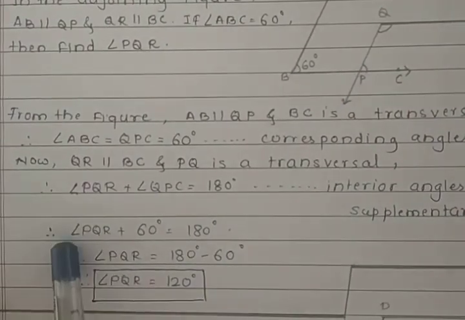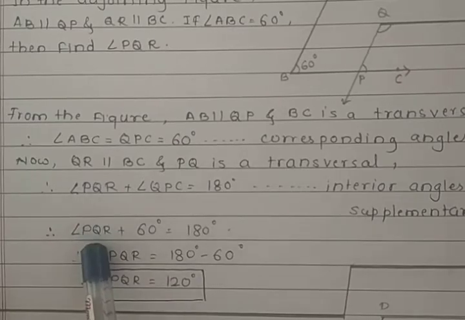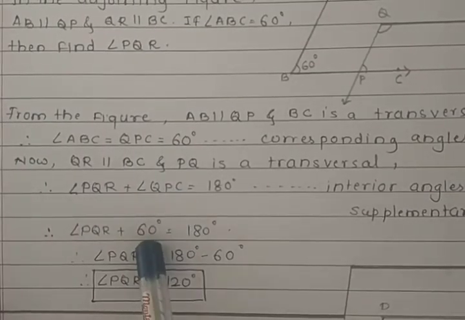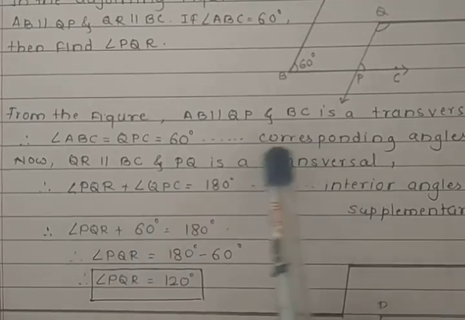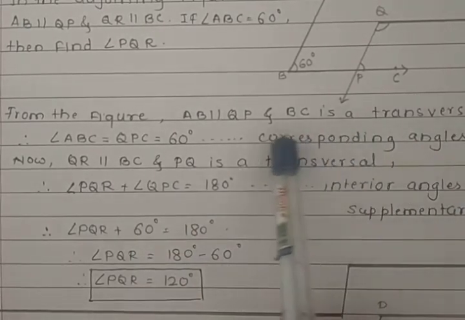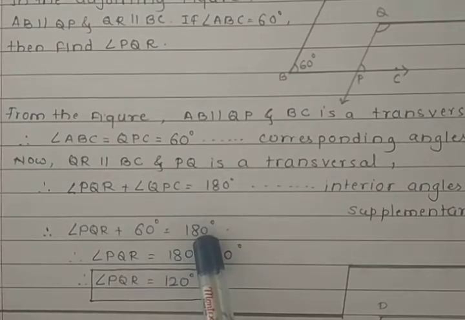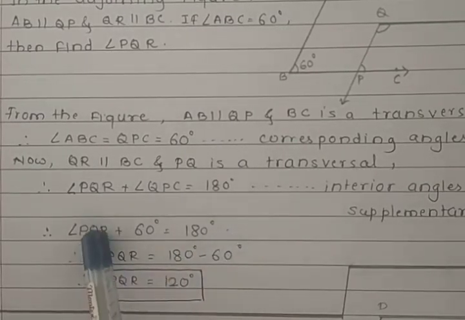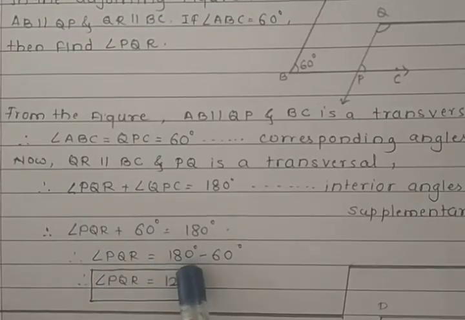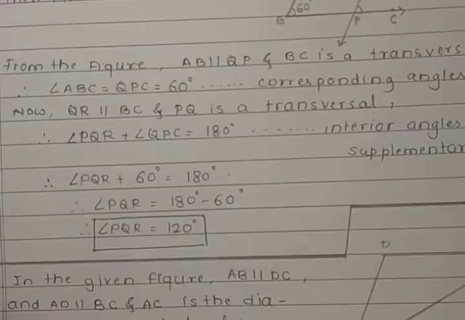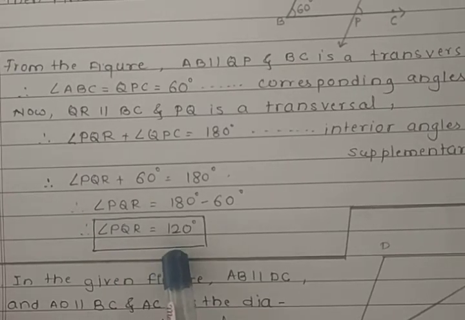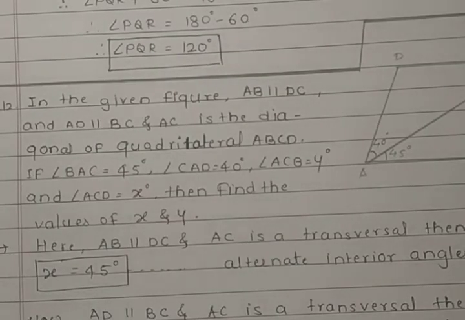Now angle PQR will remain as it is because we are going to find it out. Angle QPC we know is 60 degrees, because we found it in equation number 1. So angle PQR plus 60 is equal to 180 degrees. Now I'll transpose this 60, so it will become minus. So angle PQR is equal to 180 minus 60, so angle PQR is equal to 120 degrees. This is our answer. One more question we'll see.